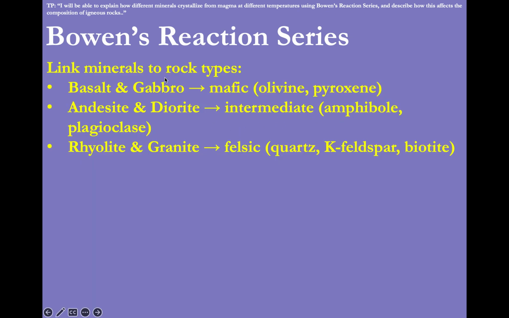All right, so we have different rock types. We have basalt and gabbro, which is oceanic. That's going to be mafic, olivine, and pyroxene. We have our intermediates of andesite and diorite that will contain some amphiboles and plagioclase feldspar. And that plagioclase feldspar is kind of in the middle between calcium rich and sodium rich. Last one, rhyolite and granite. That's your felsic. That's going to be quartz, potassium feldspars, and biotite.